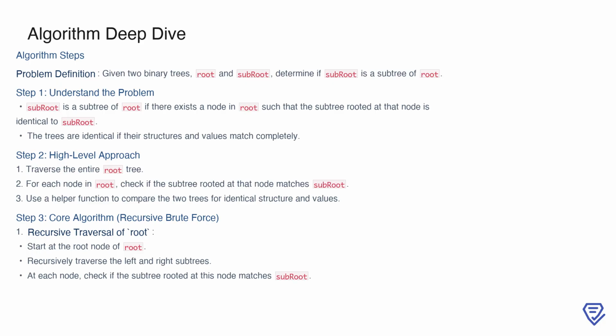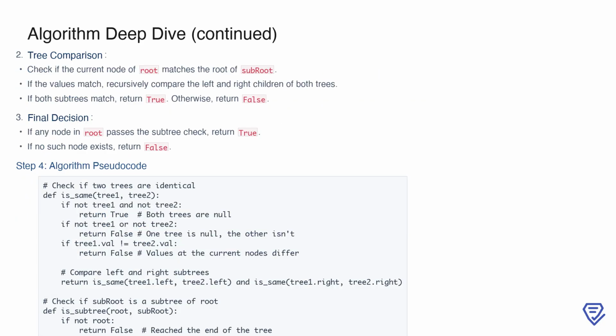We start by traversing the root tree recursively, examining each node's left and right subtrees. At each step, we'll use a helper function to check if the subtree rooted at the current node is identical to subroot. This forms the foundation of our solution. The core of the algorithm lies in two main parts: tree comparison and subtree verification. For tree comparison, we begin by checking if the current node of root matches the root of subroot.